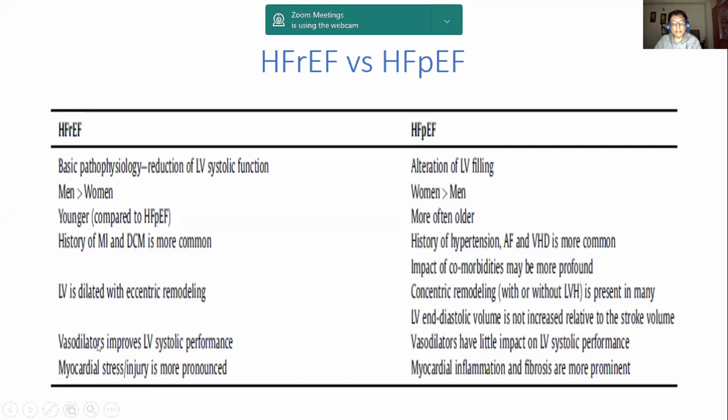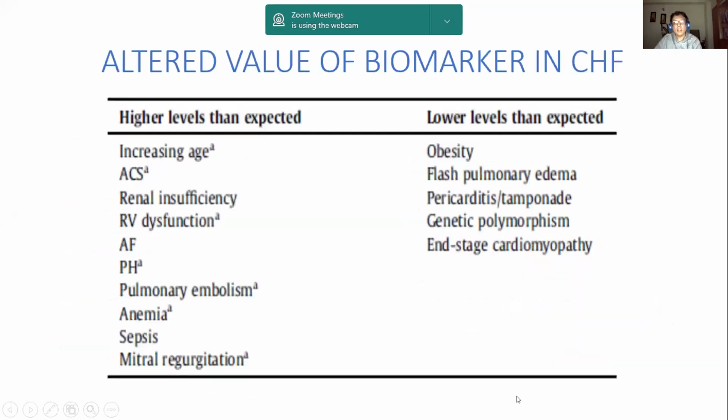We can evaluate them by various imaging studies. And here, injury is not dominant, but inflammation and fibrosis are more prominent. And we must be aware of the fallacy of measuring the biomarkers.